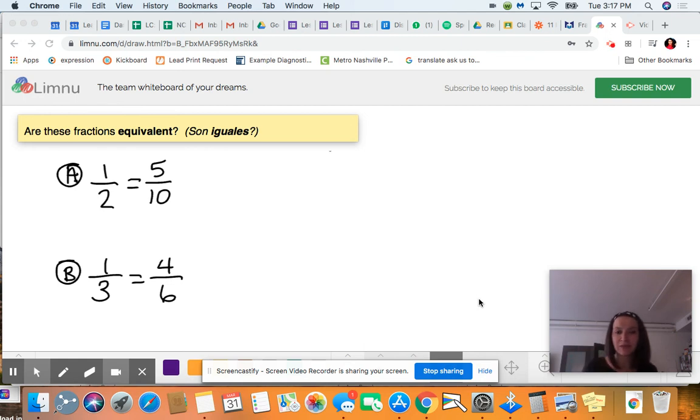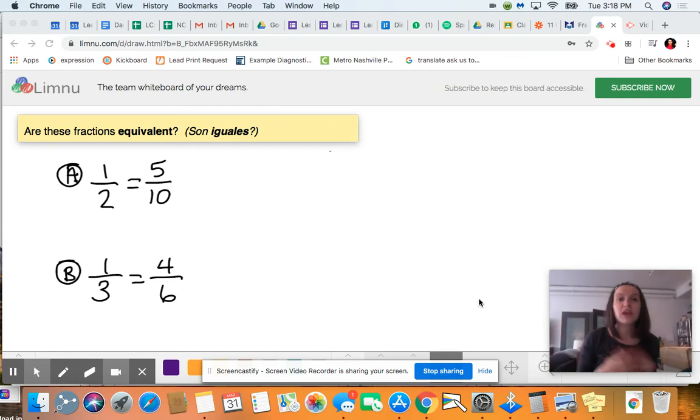Hola, I'm going to be writing on my screen down here, and you'll see it on the board. So yesterday we were talking about equivalent fractions, and we were using pictures or models to help us. Ayer hablamos de las fracciones iguales con modelos o imágenes. Hoy vamos a aprender más sin imágenes.